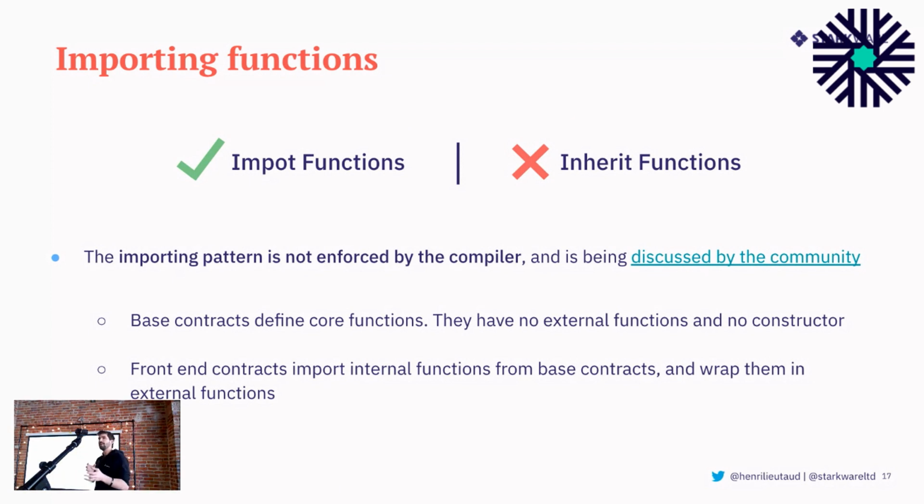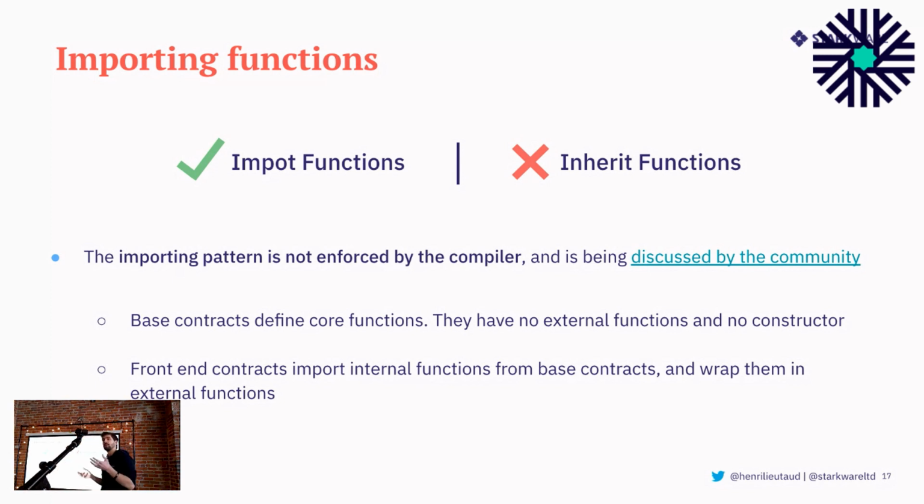The importing pattern in Cairo is a bit different than it is in Solidity. In Solidity, you can take a contract and just inherit from another, and then automatically you get everything that is in that contract. It doesn't work exactly that way in Cairo, and you'll get to see it in the tutorial. Basically, you import functions by functions.